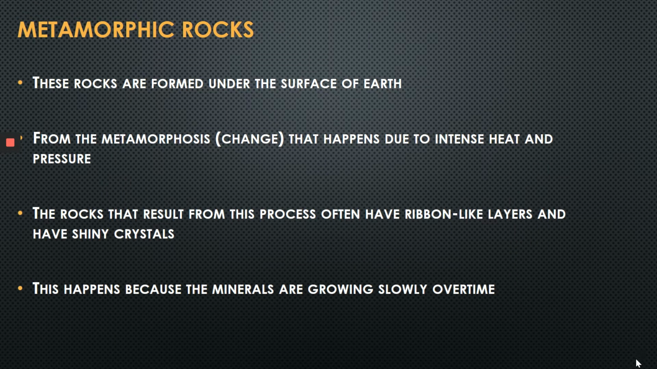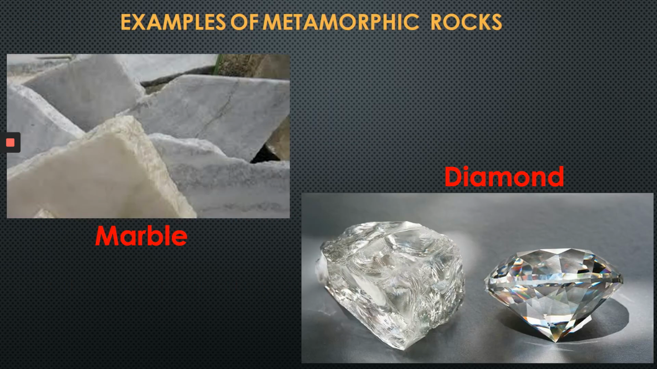Our next one is metamorphic rocks. These are rocks that are formed under the surface of Earth from a change, or metamorphosis, that happens due to intense heat and pressure. Rocks that result from this process often have ribbon-like layers and shiny crystals. This happens because the minerals are growing slowly over time.